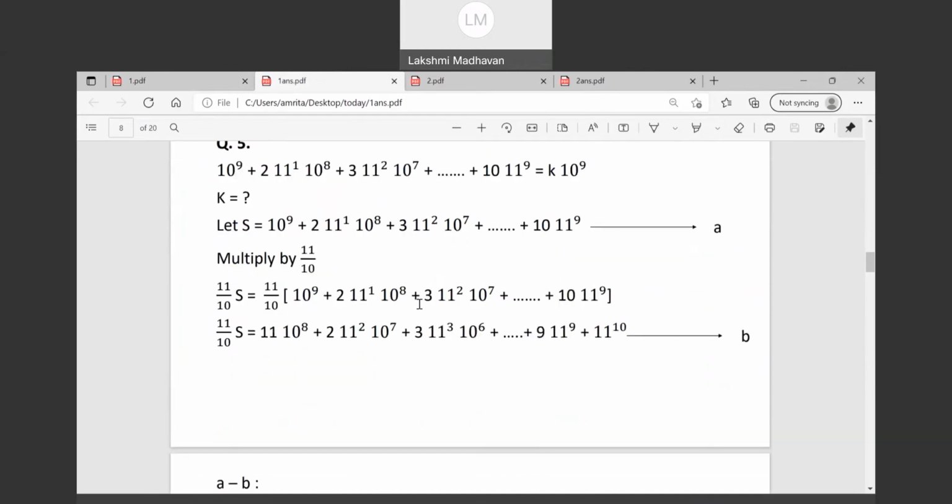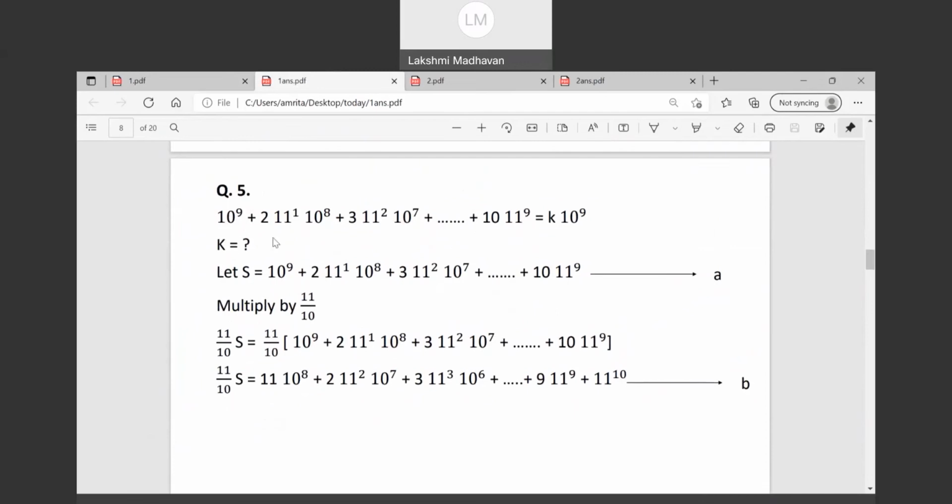What is given in the question, I have already written those details. So it's like 10 raised to 9 and so on. I'm just assigning it as S, and I'm writing this as equation number 1. So let S be 10 raised to 9 plus 2 into 11 into 10 raised to 8 plus 3 into 11 square into 10 raised to 7 plus and so on, up to 10 into 11 raised to 9.